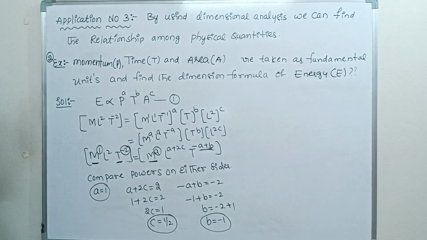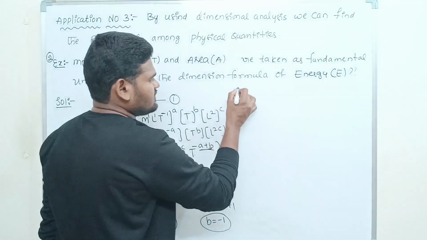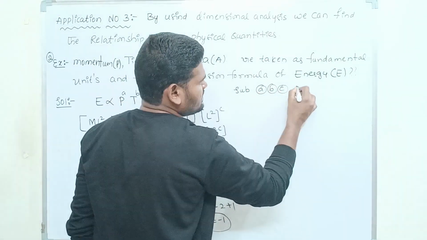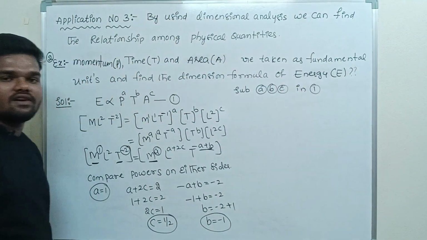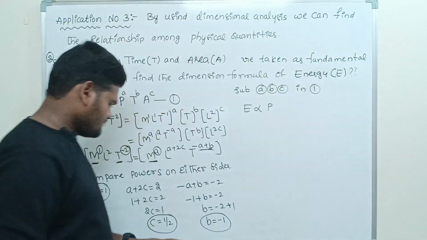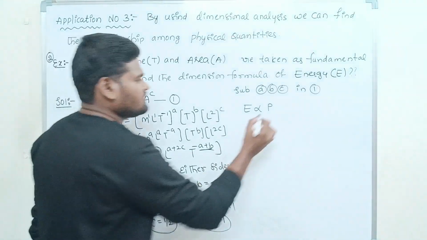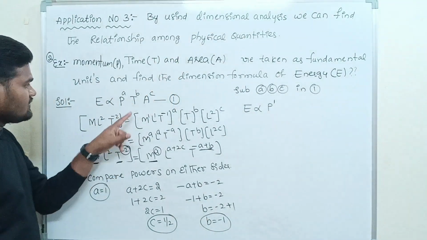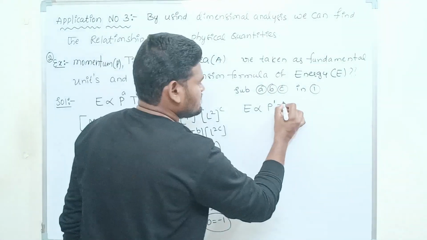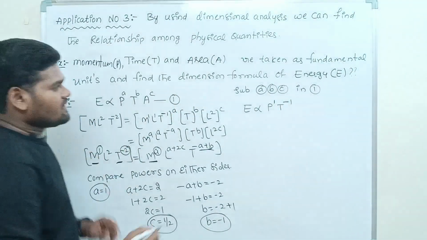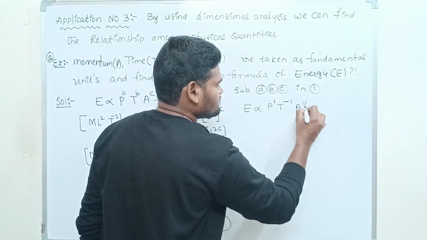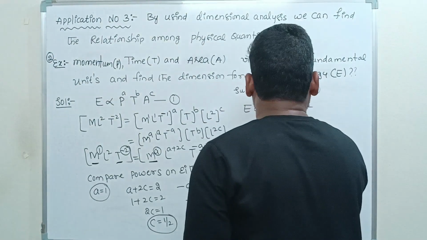Just substitute the values of a, b, c in equation number 1. So E is directly proportional to P power, what is the value of a? 1. And T power, what is the value of b? Minus 1. And A power c, what is the power of c? 1 by 2. Are you getting?